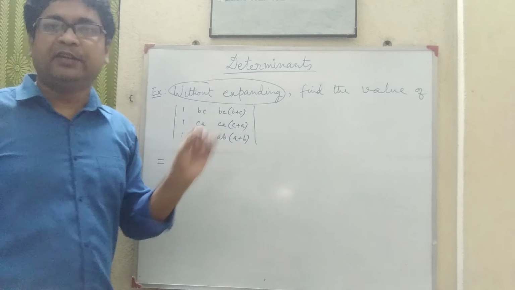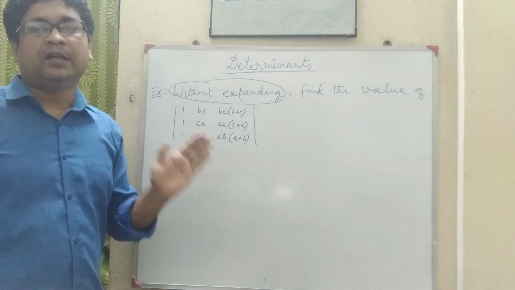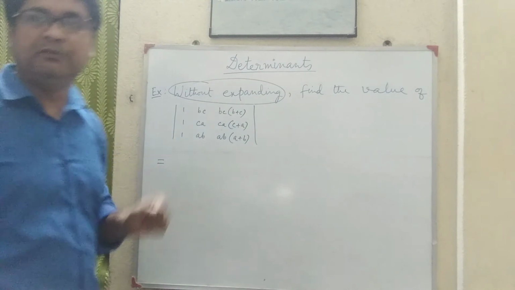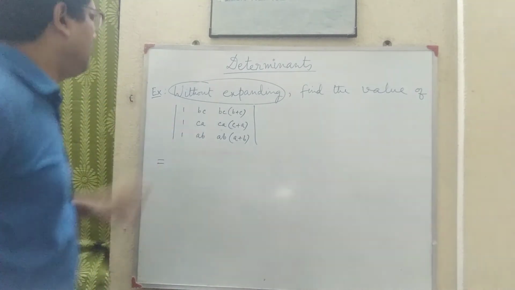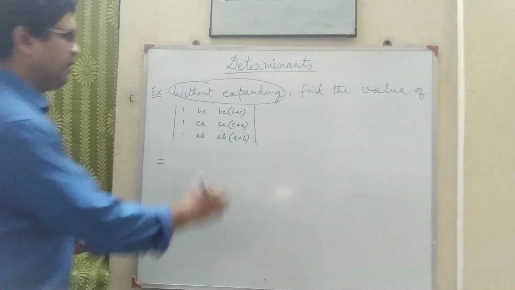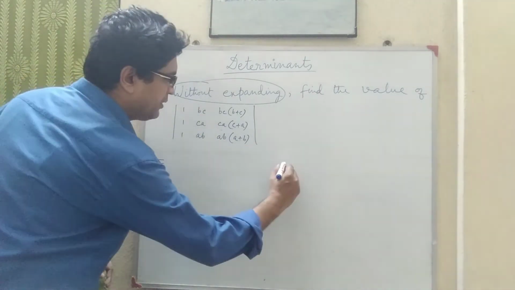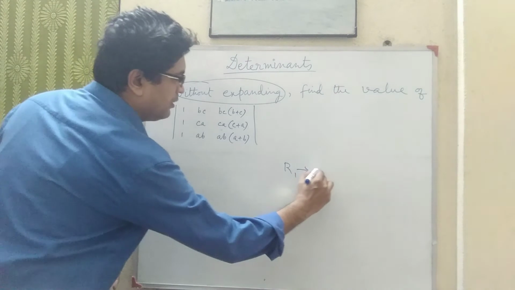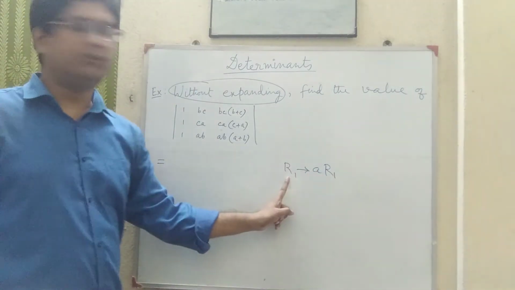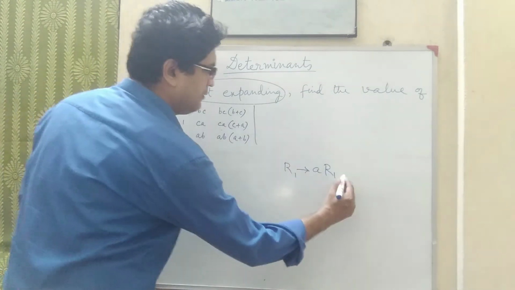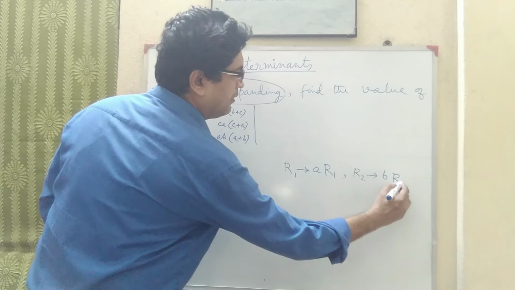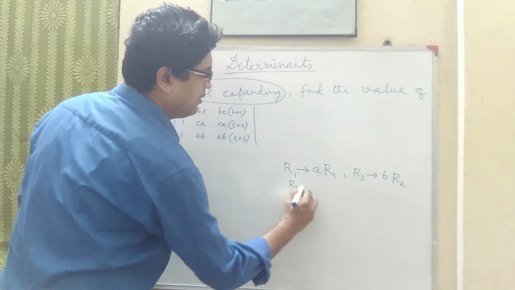So our target will be to make two rows or columns identical, especially in this type of problem where "without expanding" is mentioned. Okay, so let's see how we can make two rows or two columns identical here. You see that if we apply the operation R1 changes to AR1, that means we are multiplying the first row by A and the second row by B and the third row by C.